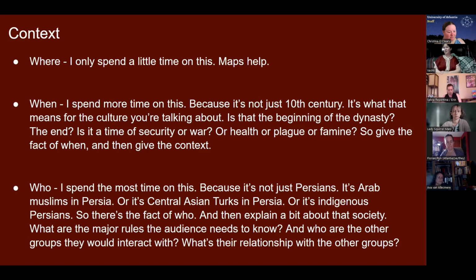Because Persia is not just Persians. It's Arab Islamic people. It's Persians. It's Central Asians. It's Turks. It's 5 different religions. It's Armenians. It's Spaniards, depending on what time period you're talking about. It's Byzantines, depending on what time period you're talking about. So which people are you talking about in terms of Persia? And what are the major rules for that particular subset of this culture?